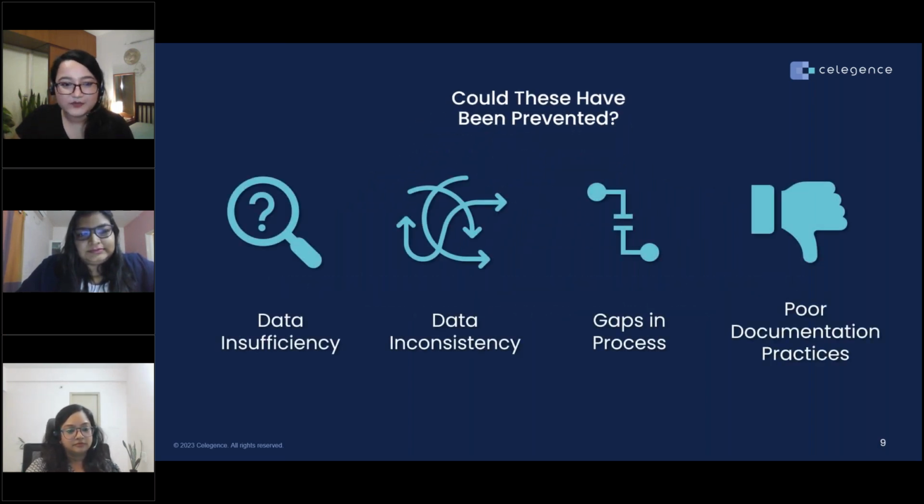All right, back to our 4 different types of observations. We have insufficiency, inconsistency, gaps in process, and poor documentation practices. Pratibha, what are your thoughts? Well, I think the poll results actually speak to it.